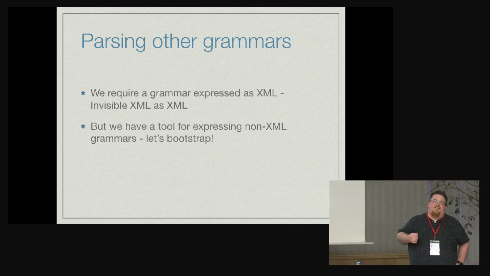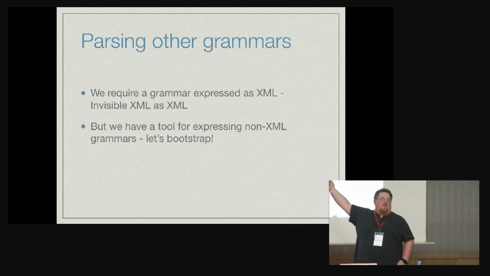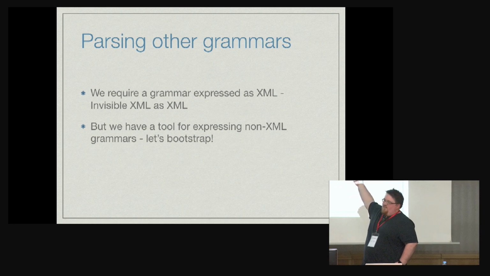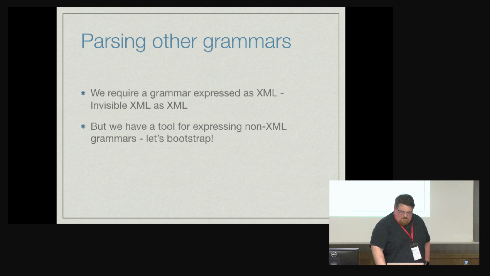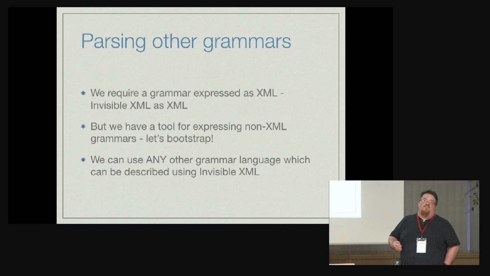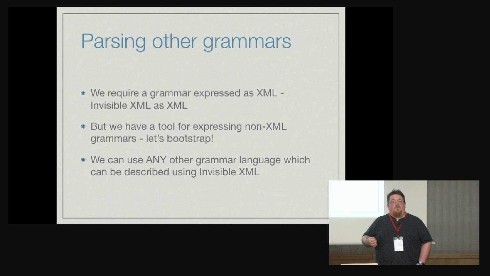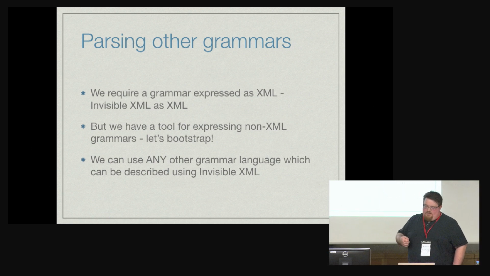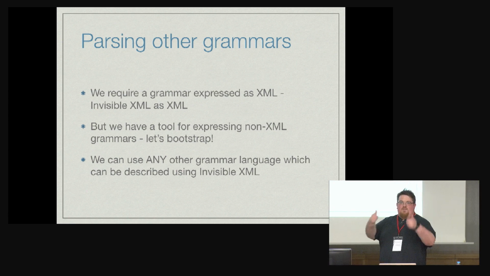But hang on a moment. We've got a great tool for expressing non-XML data as XML. So non-XML grammars can be bootstrapped using this parser so that we can actually support any other grammar language. All we need is a grammar describing that grammar language in invisible XML, so that once it's parsed, the parse tree that you end up with is an invisible XML grammar. Well, that's great. We've got all these other grammar languages, and we don't actually have to write any more code. Winning.